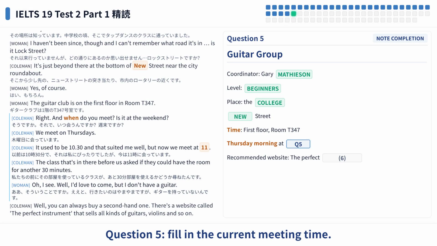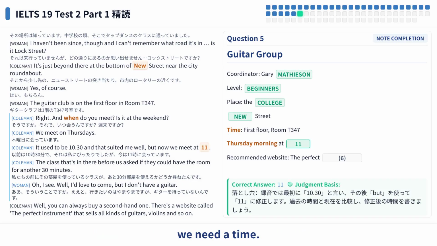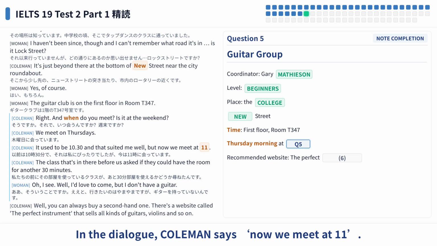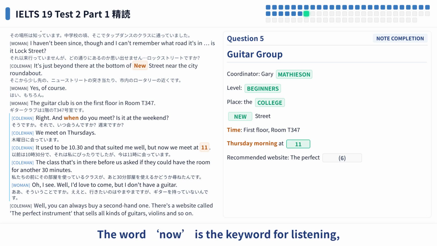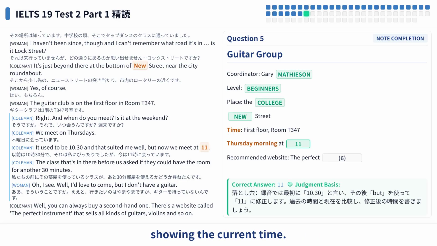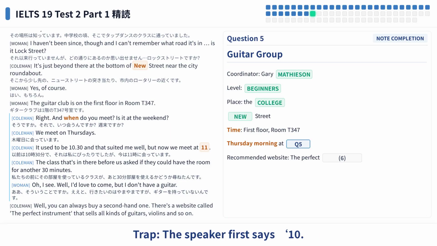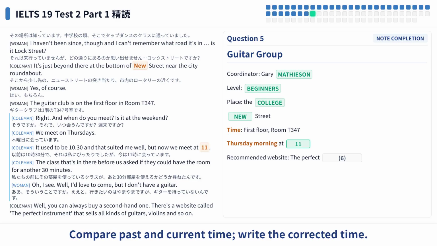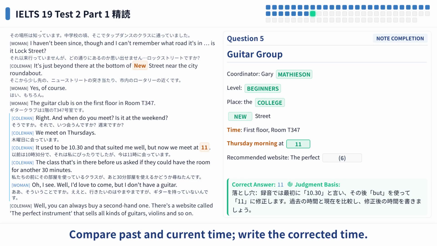Question 5, fill in the current meeting time. Be careful. The speaker will first give an old time and then correct it. The clue words are Thursday morning at, so we need a time. In the dialogue, Coleman says, now we meet at 11. The word now is the keyword for listening, showing the current time. Trap. The speaker first says 10.3, then uses but to correct it to 11. Compare past and current time, write the corrected time.